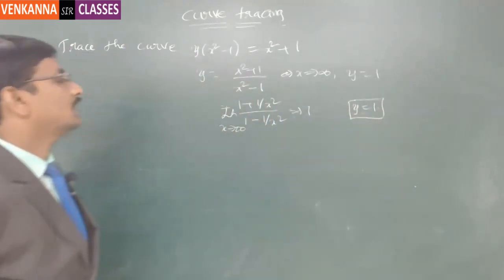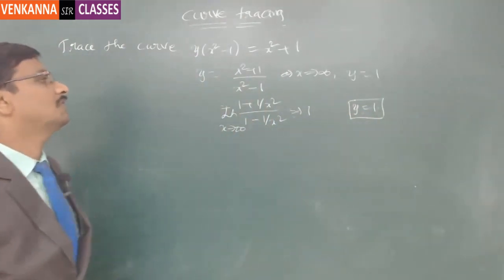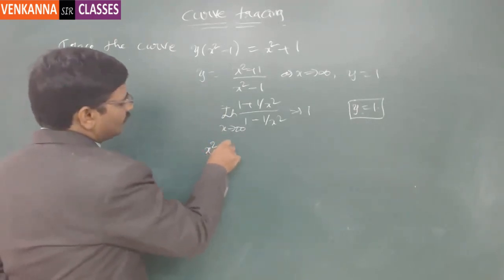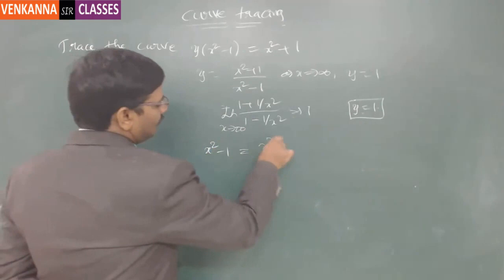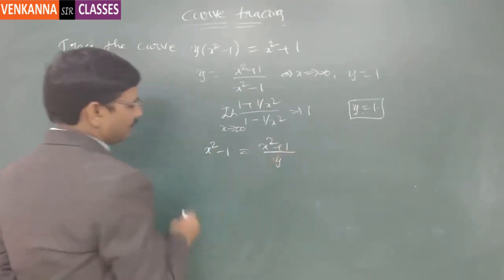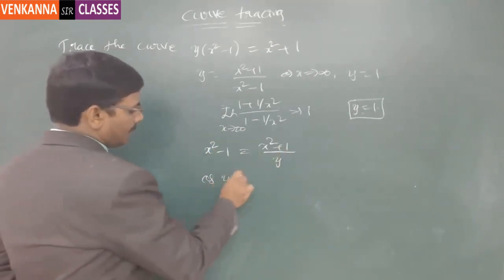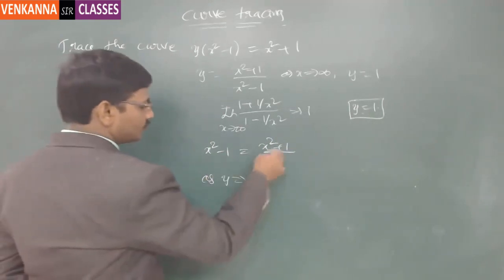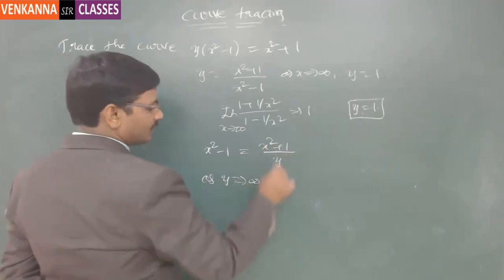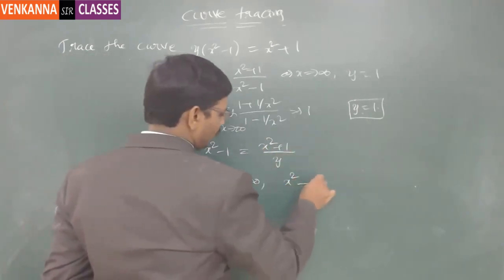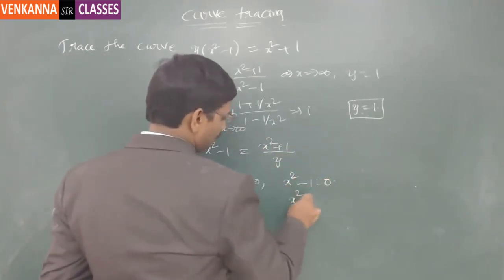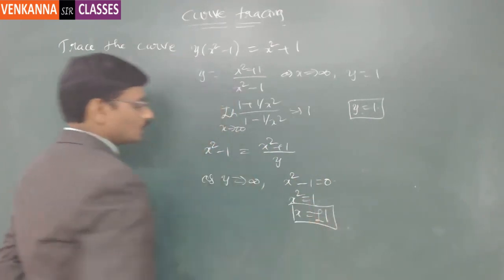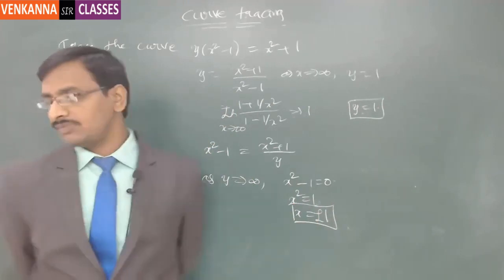And then if there are any vertical asymptotes, we will check that. So for vertical asymptotes, x square minus 1 is equal to (x square plus 1) divided by y. As y tends to infinity, this will become 0, right? So if this becomes 0, x square minus 1 equal to 0, or x square is equal to 1, or x is equal to plus or minus 1. So in total there are 3 asymptotes.